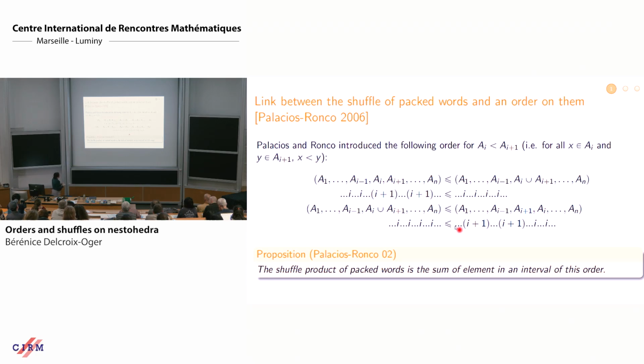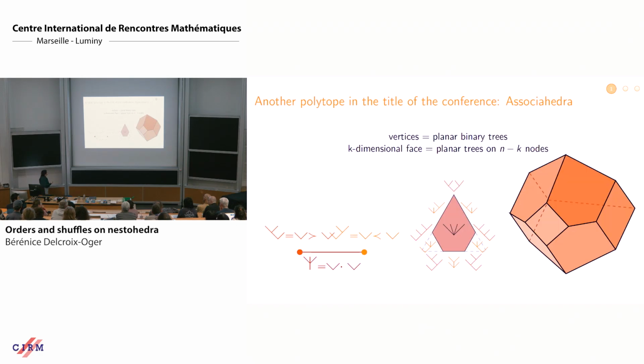On the other side, if you have all the i plus 1 and then all the i, it is bigger than the packed word obtained by shifting this i plus 1 to i. So this defines an order on faces of the permutohedron, and the result of Palacios and Ronco is that the shuffle product of packed words is exactly expressed in terms of a sum of elements in the interval. Okay.